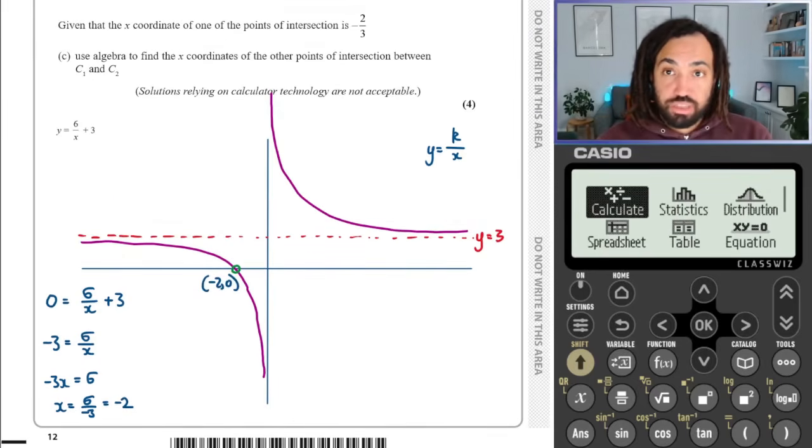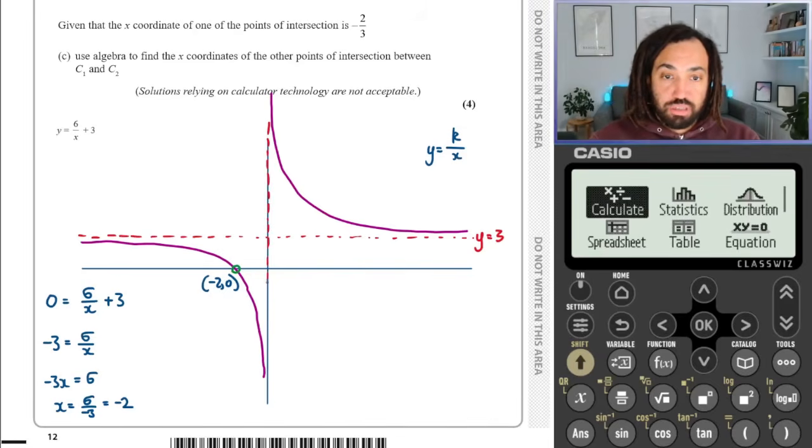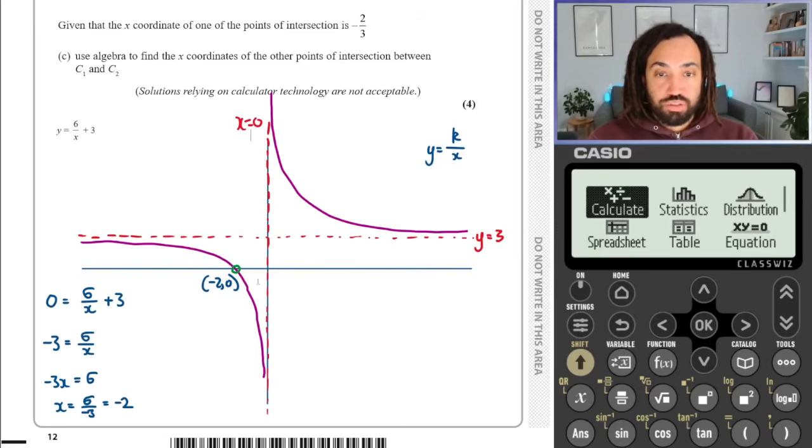And the final thing to do is to label the vertical asymptote. So just draw a dotted line like that, and that is x equals 0. And we're done. We've got the two asymptotes, we've got the point of intersection, all labelled nice and clearly.